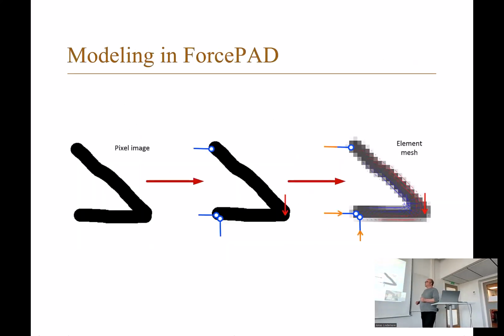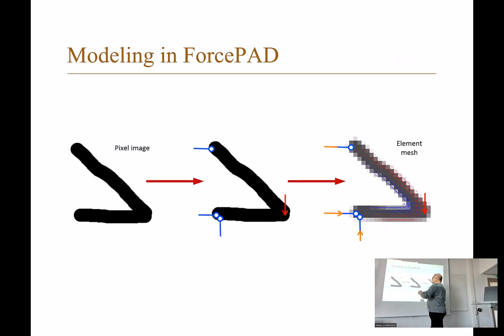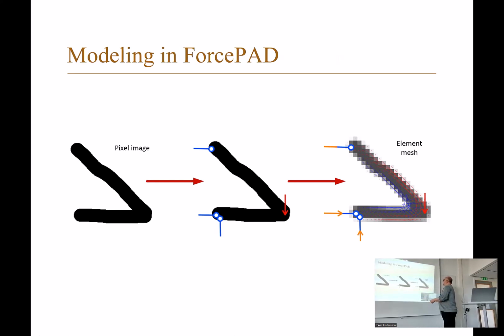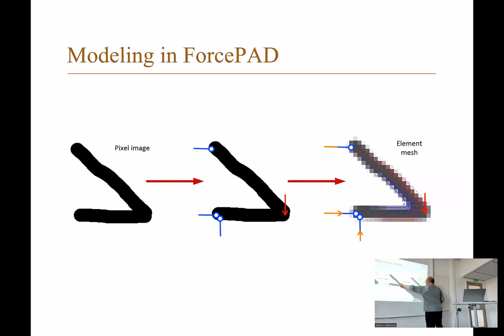ForcePad is a bit different. In this case, you draw with your pencil or your pen with pixels. You add constraints and forces, and then the element mesh is created from the pixels. In this case, this is a coarse mesh. You see it's very wide, but it also uses gradient or grayscale to show how much difference there is in certain parts.